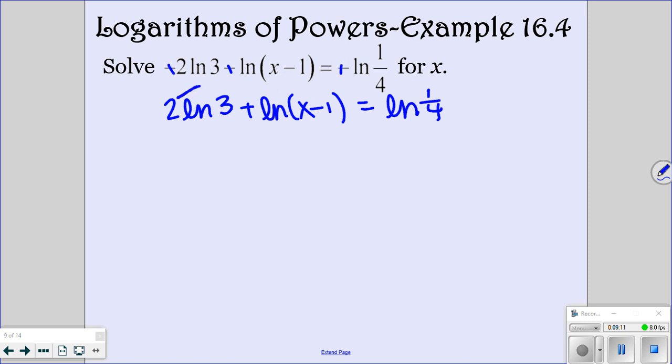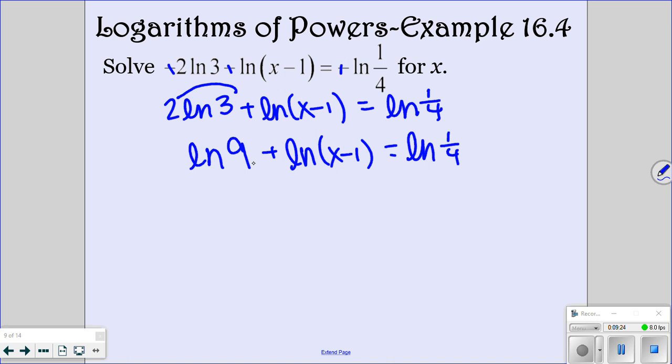So the first thing we need to do is move this 2 to the exponent. So that's going to become 3 squared, which is 9, and then plus the natural log of x minus 1 equals the natural log of 1/4. So we can combine these two on the left by multiplying them because there's a plus sign.